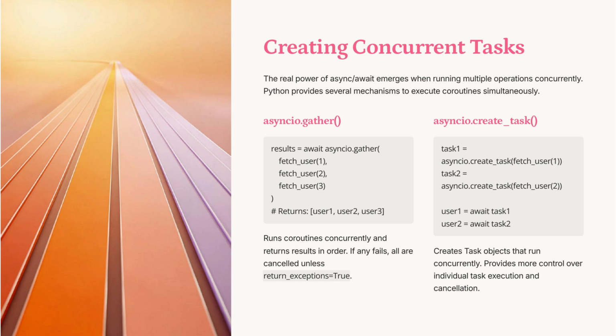The power of async/await shines when executing multiple operations concurrently. Use asyncio.gather to run coroutines simultaneously, returning results in order. If one fails, all are cancelled unless return_exceptions=True. Alternatively, asyncio.create_task creates task objects for more control over execution and cancellation, allowing individual task management.